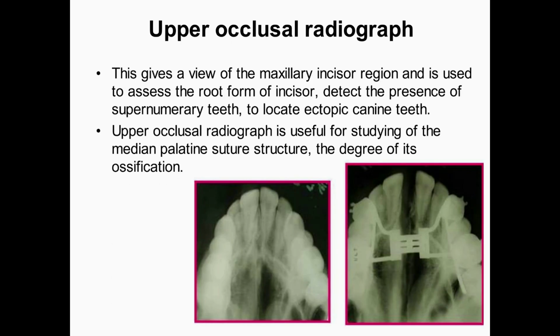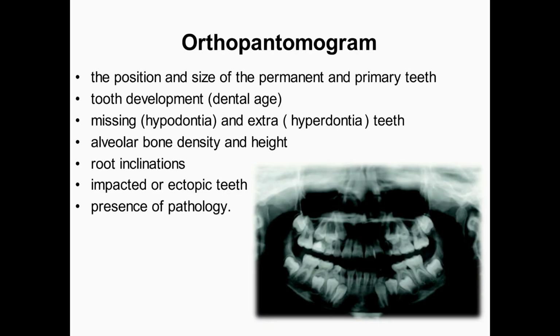Upper occlusal radiograph. Occlusal radiographs are carried out with the help of dental X-ray machines by the direct close focus method. This gives a view of the maxillary incisor region and is used to assess the root form of incisors, detect the presence of supernumerary teeth, and locate ectopic canine teeth. The upper occlusal radiograph is useful for studying the median palatine suture structure and the degree of its ossification.